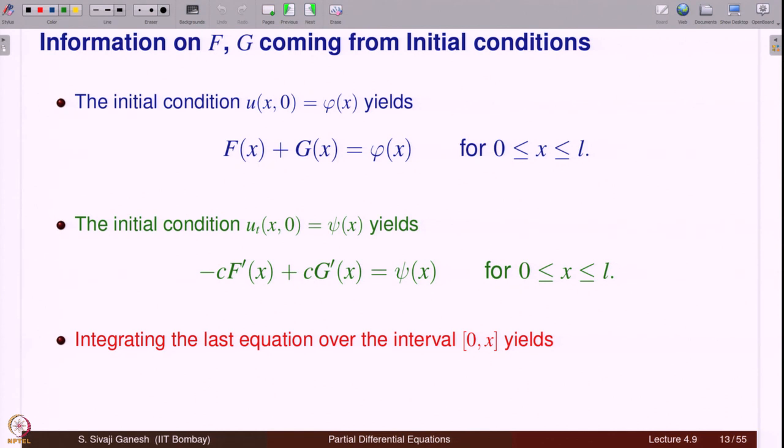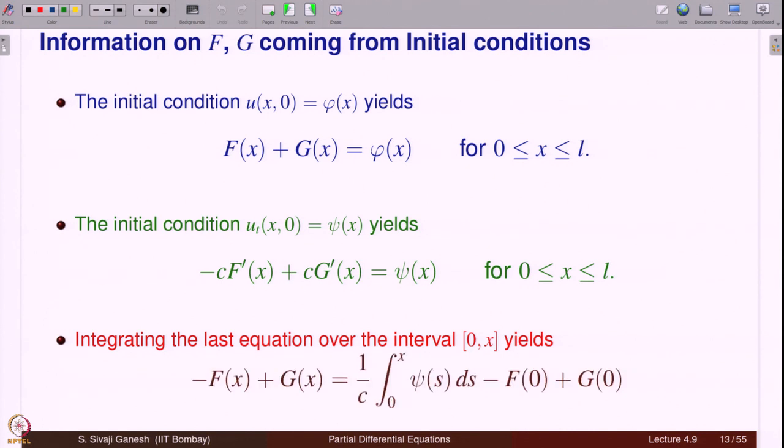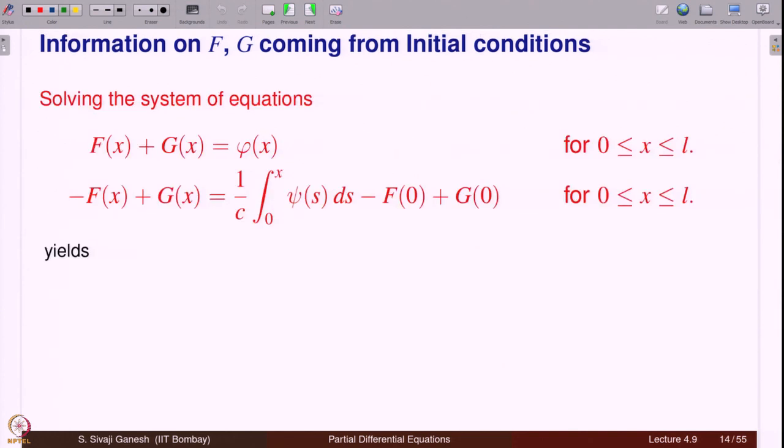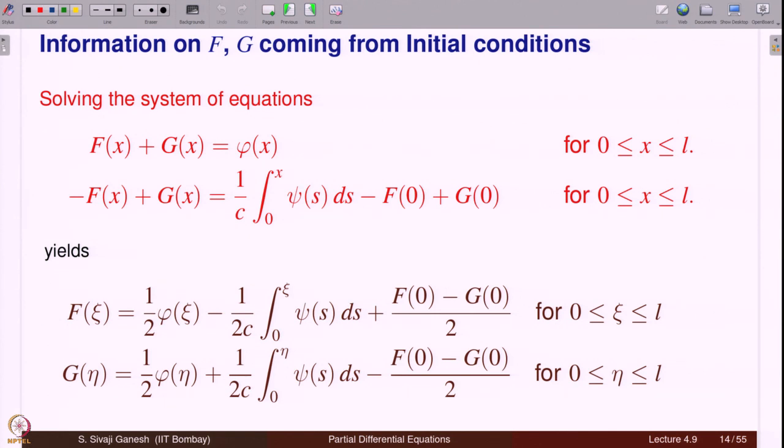So, integrating this last equation over the interval 0 to x will give us this expression: minus f(x) plus g(x) equal to 1 by c integral 0 to x psi(s) ds minus f(0) plus g(0). So, now we have two equations, in fact linear equations, for f(x) and g(x). One equation is here, one equation is here. Therefore, we can solve for f and g. So, solving this system of equations gives us f(xi) equal to this and g(eta) equal to this.